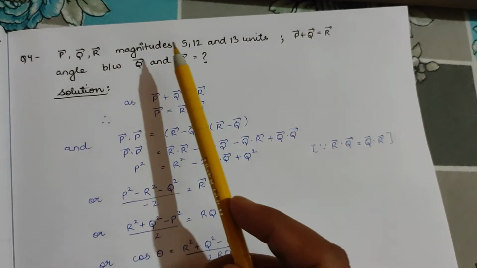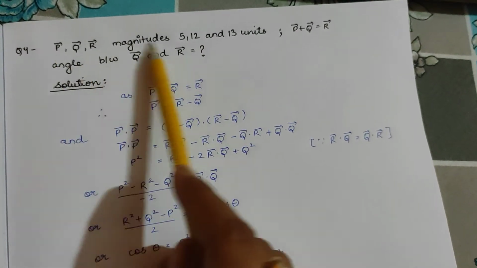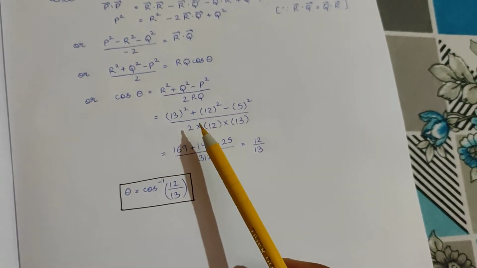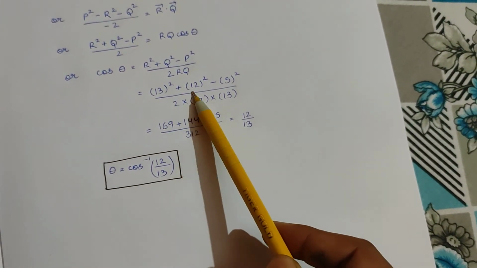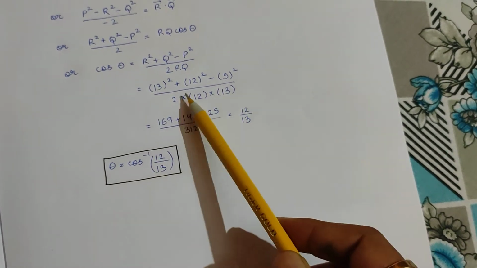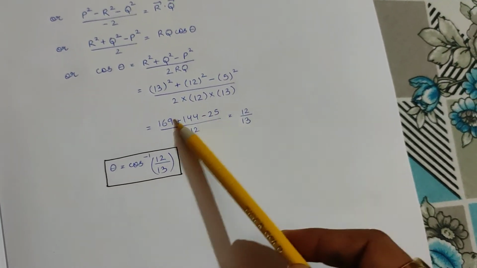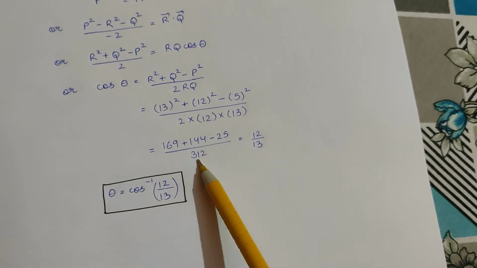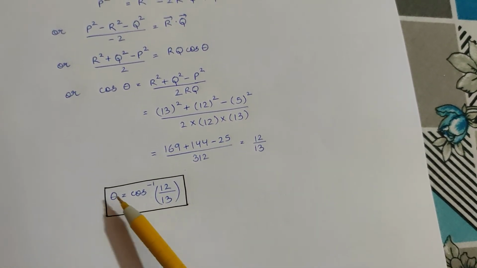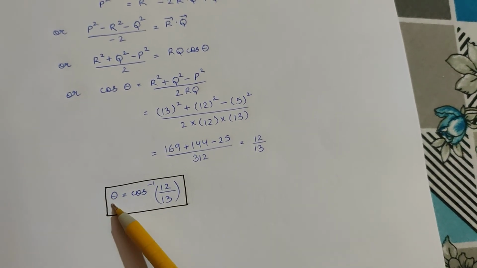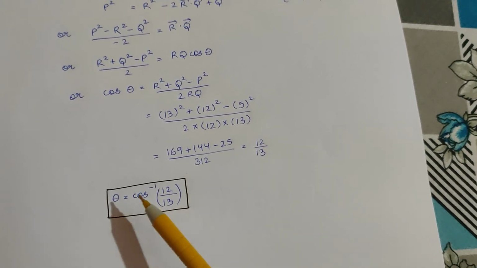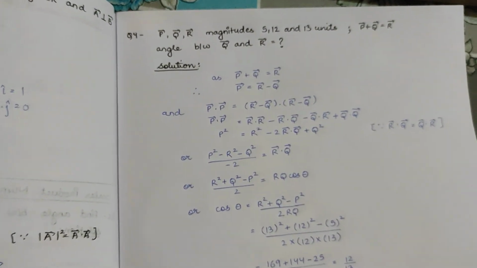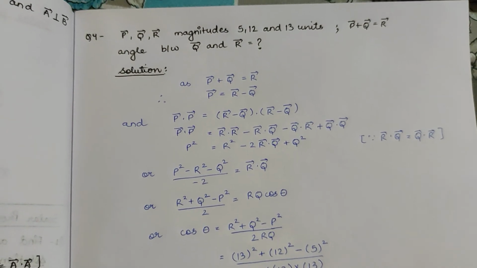Now we have magnitudes of these three vectors. Vector P is 5, vector Q is 12 and vector R is 13 units. So we will put the values 13 square plus 12 square minus 5 square upon 2 into 12 into 13. Solving this we will get 12 by 13. So we can say that cos theta is equal to 12 by 13. So we have to find the angle which is theta. Theta is equal to cos inverse of 12 by 13. Class, these were some of the numericals. Now we will discuss other numericals in the next video.